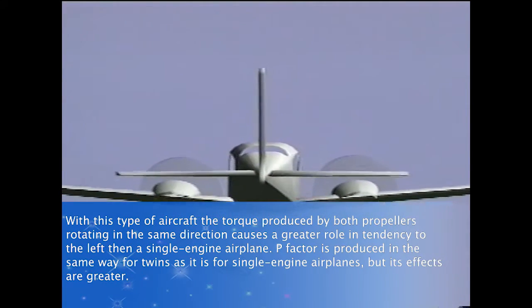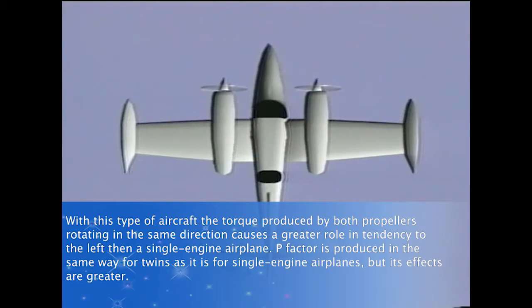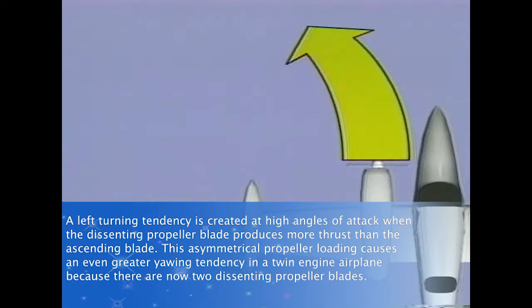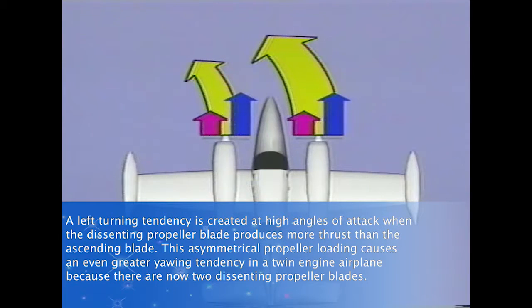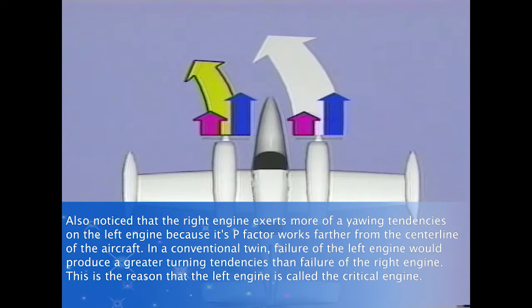P-factor is produced in the same way for twins as it is for single-engine airplanes, but its effects are greater. A left-turning tendency is created at high angles of attack when the descending propeller blade produces more thrust than the ascending blade. This asymmetrical propeller loading causes an even greater yawing tendency in a twin-engine airplane because there are now two descending propeller blades. Also, notice that the right engine exerts more of a yawing tendency than the left engine because its P-factor works farther from the center line of the aircraft.